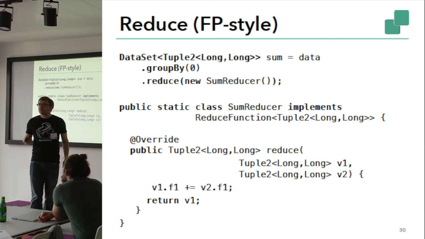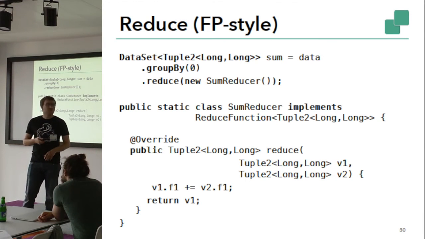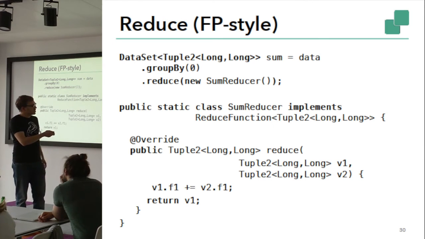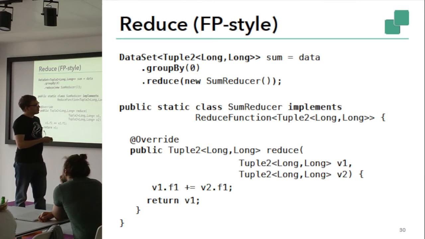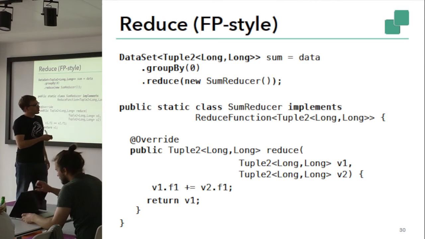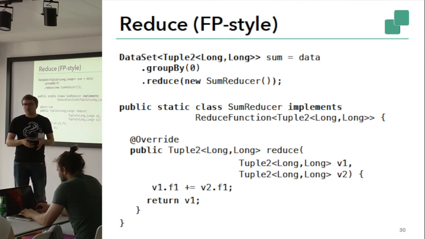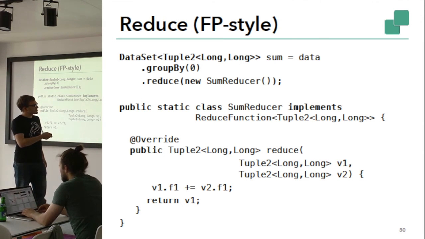So what does this interface look like? Instead of a Hadoop reduce interface, which has an iterator over all data and a collector where you write your data in, this reduce function is called multiple times for each group, and it's always called with two elements: the first element and the second element, and it returns exactly the type of its input type.